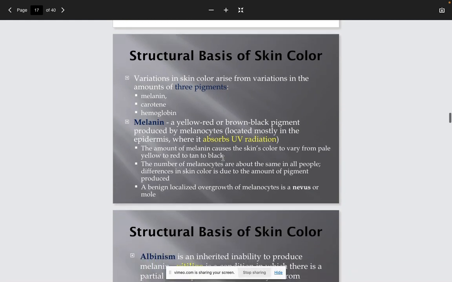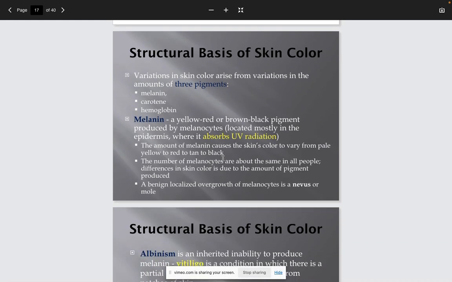So this is actually a good thing. As you guys know, whenever we talked about mitosis, you can have an increased number of growth that can be benign. If it's a benign increased number of growth, this is called a nevus, or a mole. So a benign localized overgrowth of melanocytes is a nevus. However, if you have an overgrowth of melanocytes that is not benign, this would be melanoma.